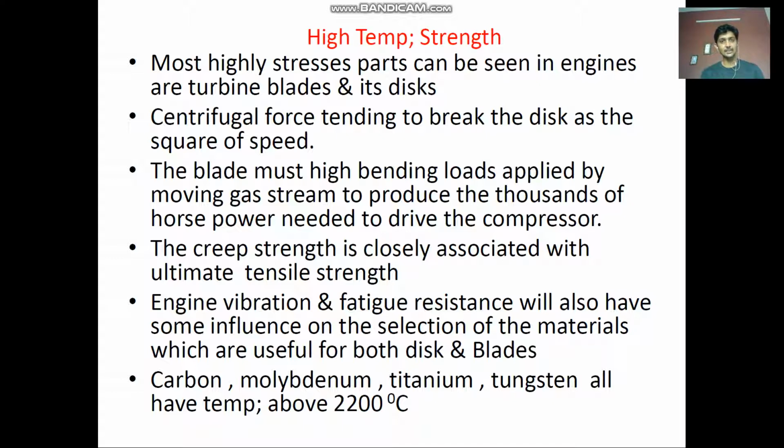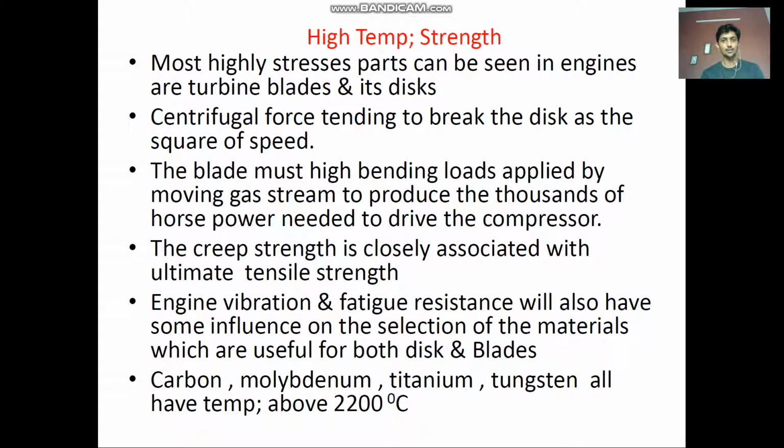So the creep strength of that particular component will be closely associated with ultimate tensile strength. Now, apart from this high pressure, high temperature flow which is approaching the blade leading to bending loads, it is a rotary component, plus it is having a very high amount of force or power across that. Because of this, the engine will start vibrating, and the material should have vibration and fatigue resistance.